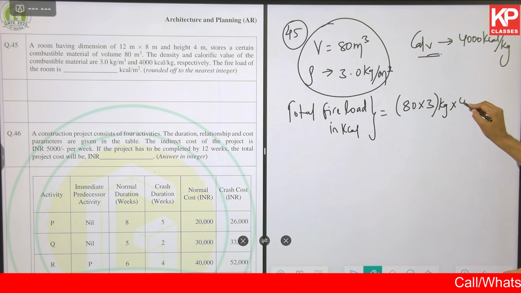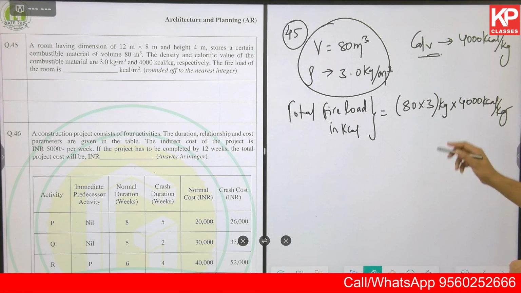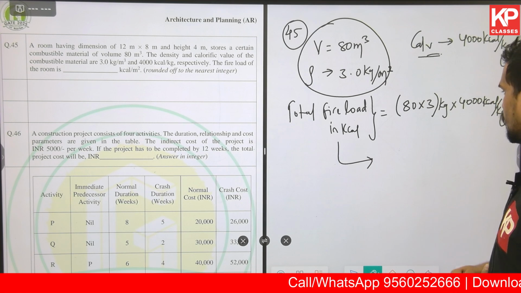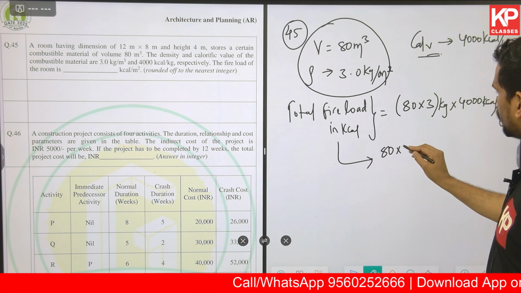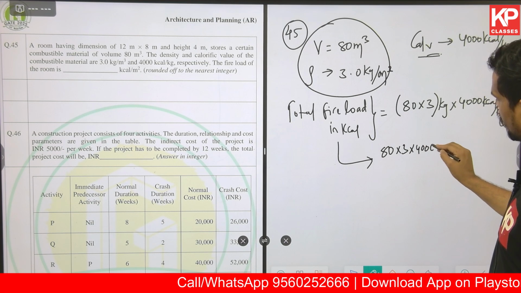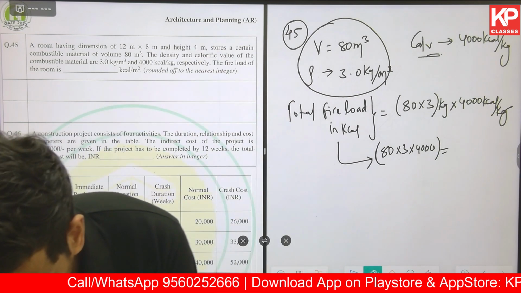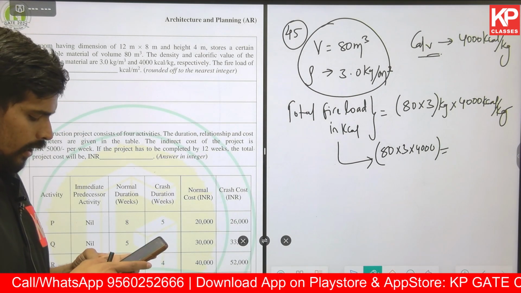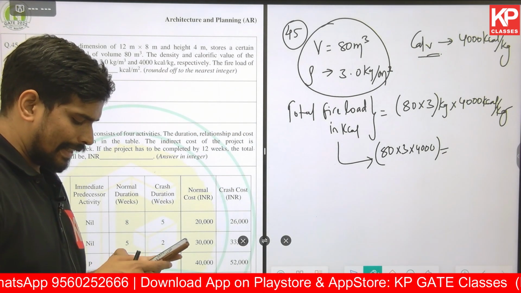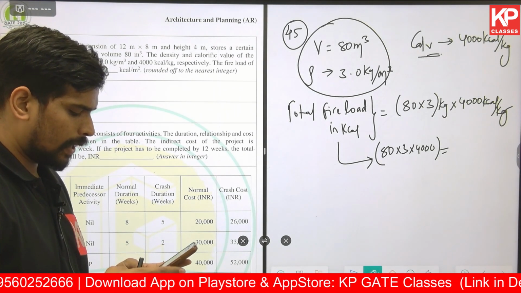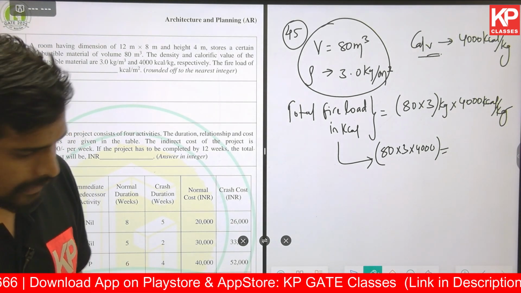Multiply this with the calorific value of 4000 kilocalorie per kg. So you'll get the total fire load in kilocalorie. How much is that coming out to be? 80 into 3 into 4000. So the total fire load in kilocalories, you can use your calculators to do this calculation. 80 into 3 is 240 kg. Multiply that with 4000, 9,60,000 kilocalories.